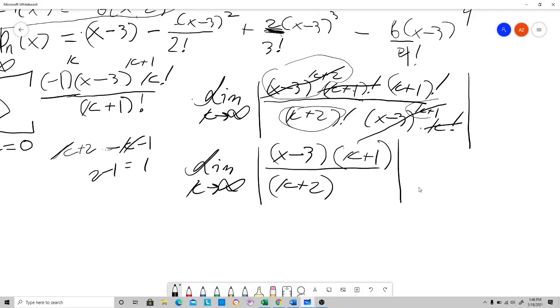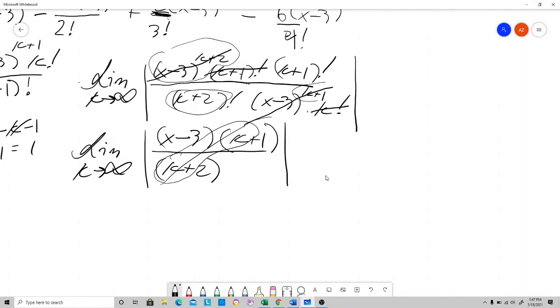Okay. So, that's completely simplified. Now it's easy to take the limit because if we just take this case and compare their exponents, the exponents are the same. So because they're the same, this whole thing can just be crossed out, and our limit of this thing is going to be x minus 3. And because we're doing the ratio test, if it's less than 1, it converges.